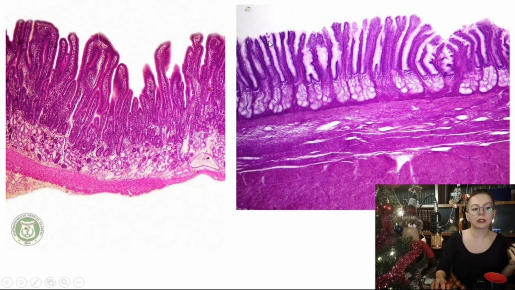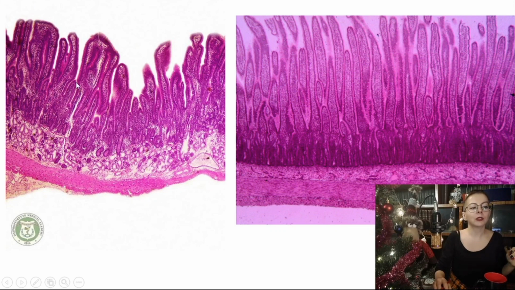Another difference is the cellular composition of gastric pits. Here they are represented by mucocytes, transparent cells, transparent, colorless, while villi are usually covered with basophilic or eosinophilic enterocytes. So colorless cells and chromophilic cells. That's the difference, another difference.